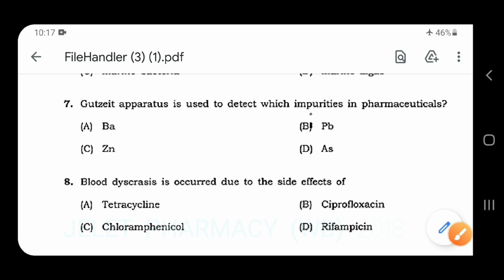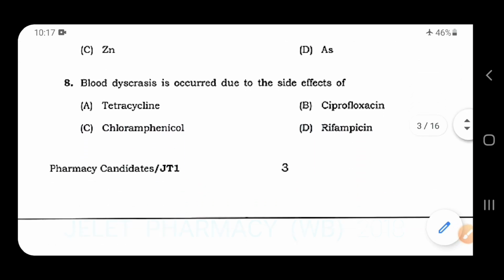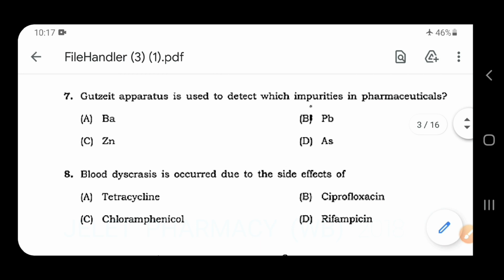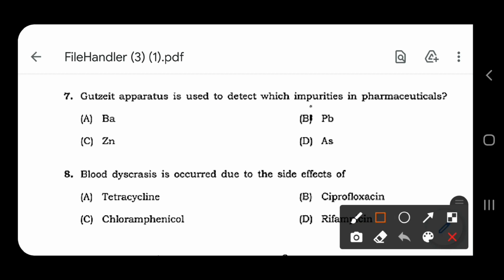Next is question number 8. Blood dyscrasias occur due to the side effect of tetracycline, ciprofloxacin, chloramphenicol, rifampicin. Here the correct answer is chloramphenicol.